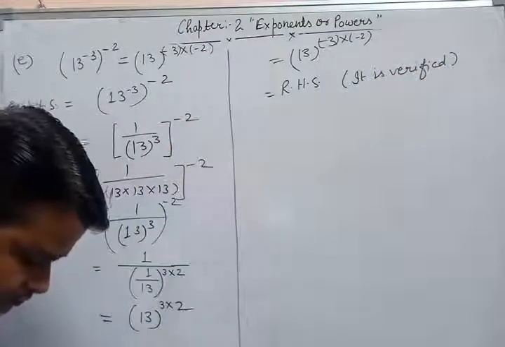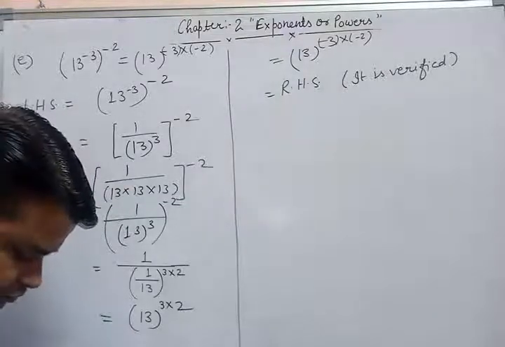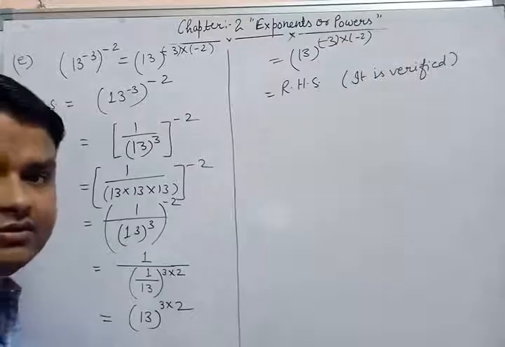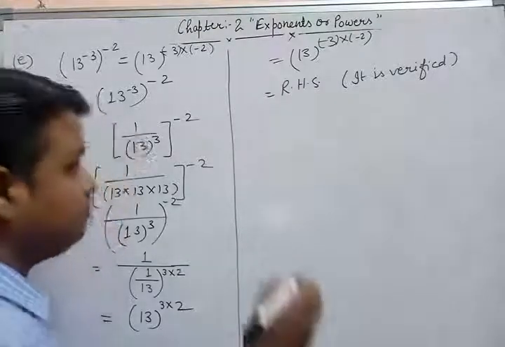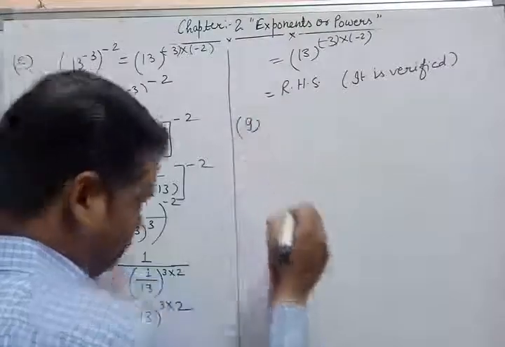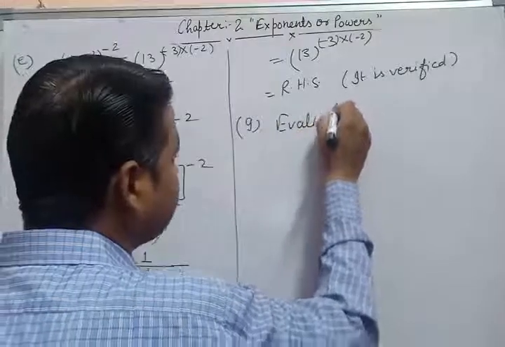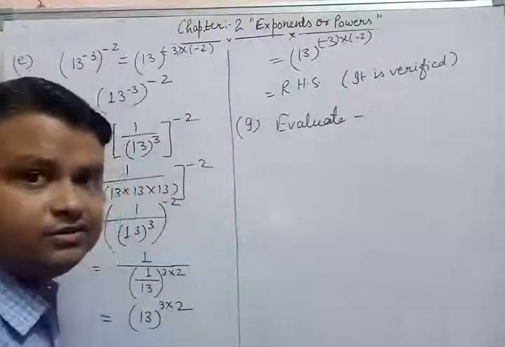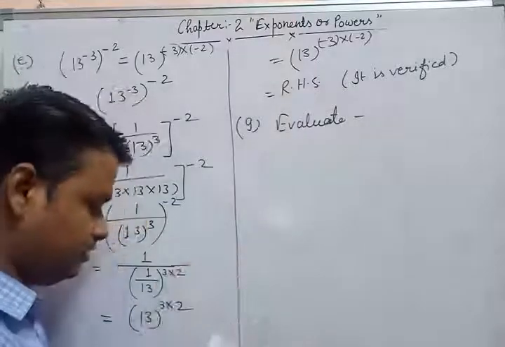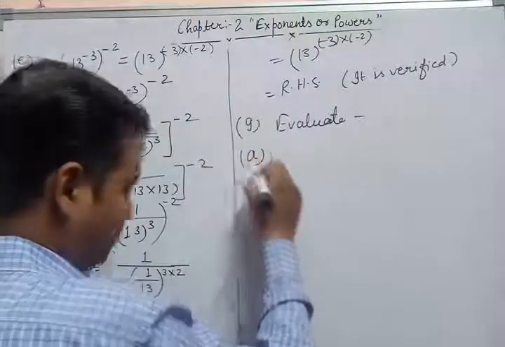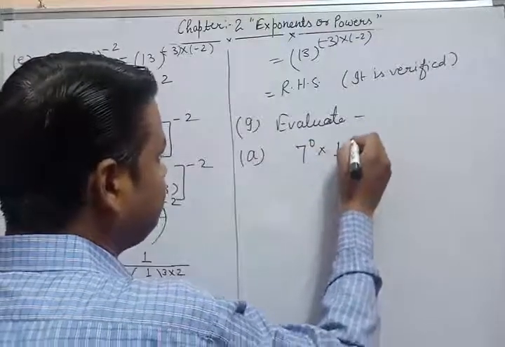Okay students, now all the remaining questions are your homework. Now you have to move on with question number 9, which is to evaluate. Evaluate means you have to find the value of the question. Question A is 7 to the power 0 into 10 to the power 0.